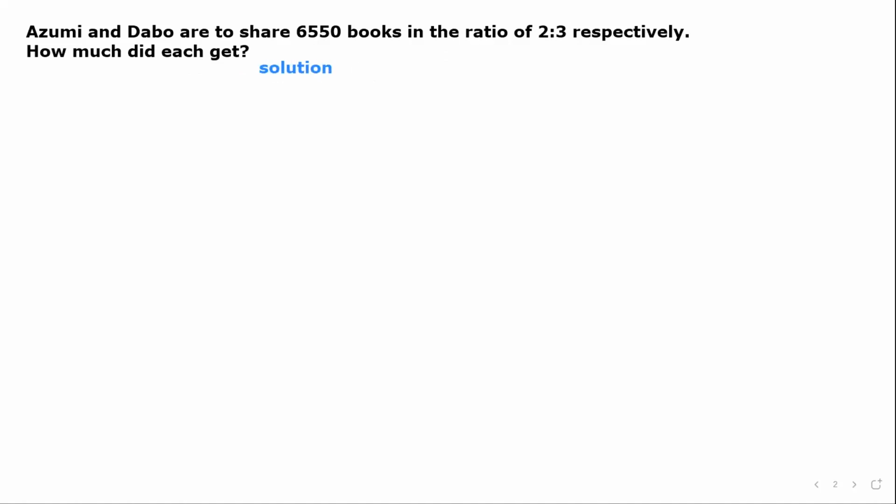Now, I said the first thing you have to do when you are sharing a quantity by a given ratio is that you find the total ratio, okay? So you find the total ratio.